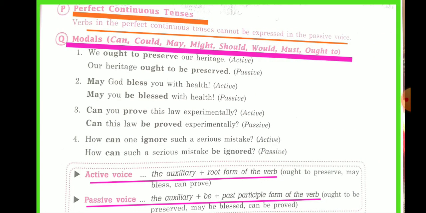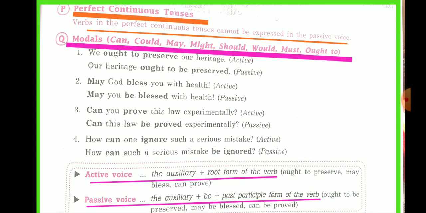There are no perfect continuous tenses changed into passive voice, like future continuous tense. In future continuous tense also we can never express it in passive voice. Likewise, perfect continuous tenses can also not be expressed in passive voice.